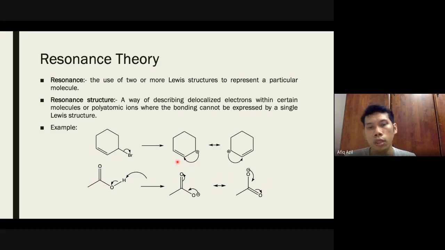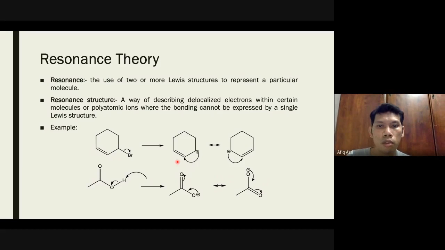And the resonance structures are not restricted to only 2. It can be more than that. Some compounds may have 3, some compounds may have 4, and most of the time it is determined by the number of double bonds present in the compound.